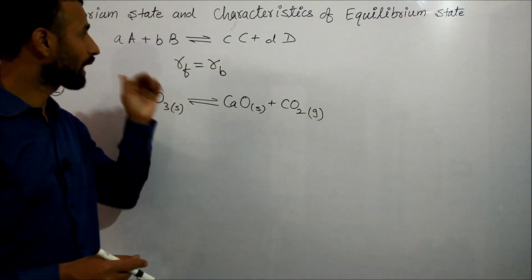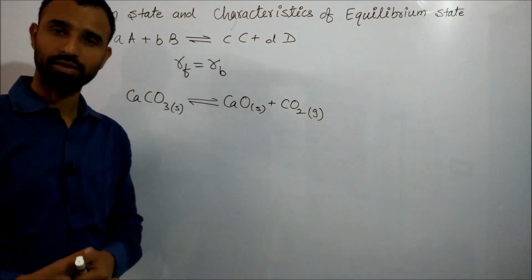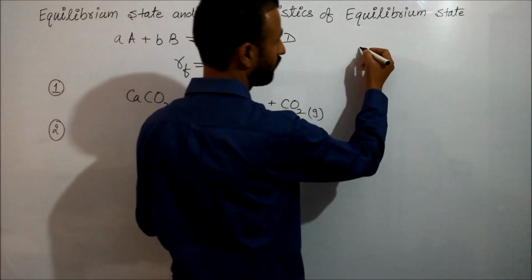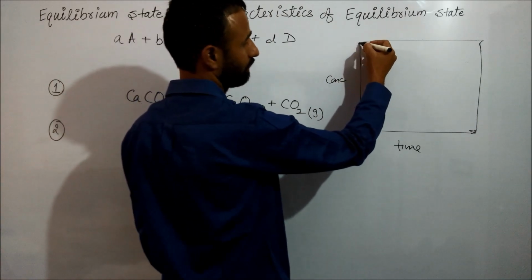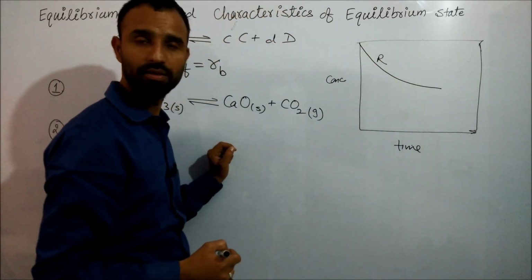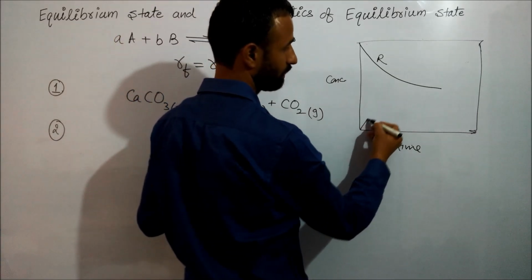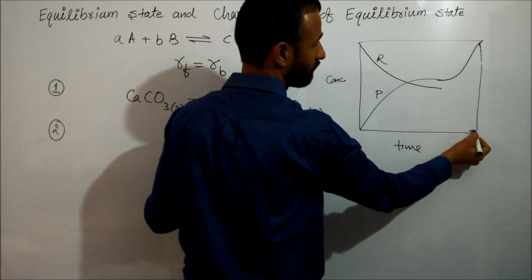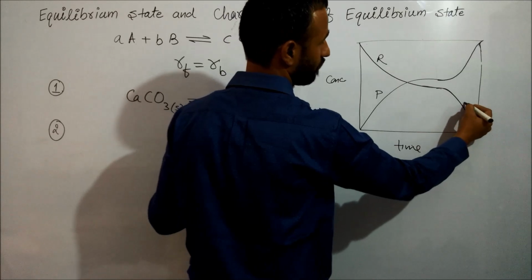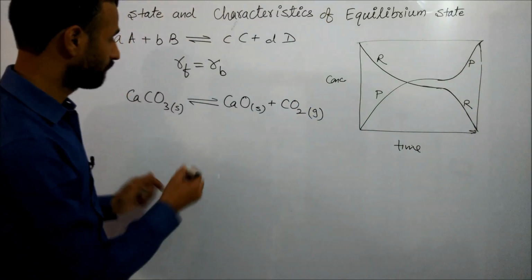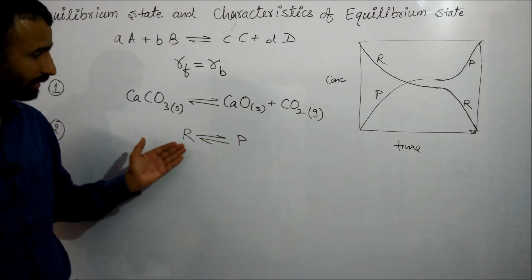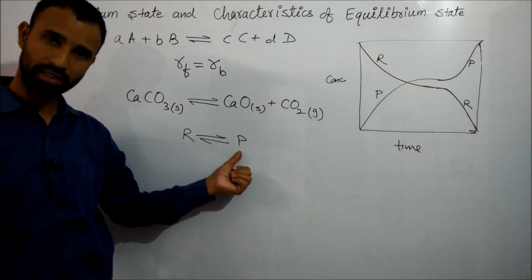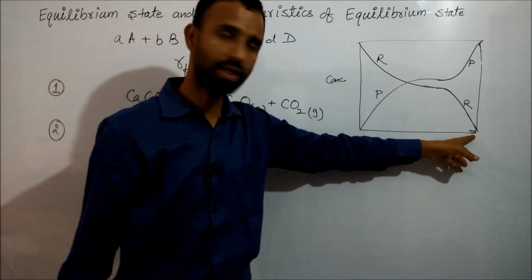And next, chemical equilibrium can be achieved from either side. Equilibrium can be achieved from forward or backward direction. Like reactant decreases, product increases with time, but it can be achieved from either side. That means if we have a reaction like reactant to product, then if we start with reactant, reactant decreases and product increases. But if we start with product, then product decreases and reactant increases.